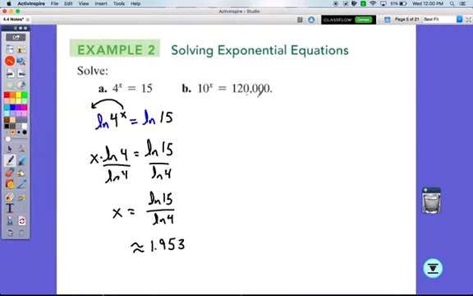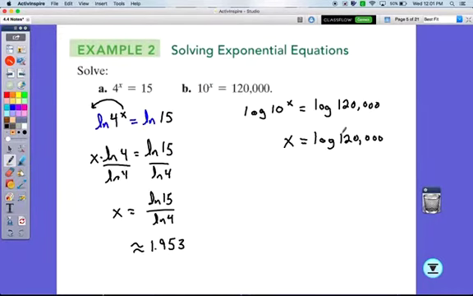All right, for B, 120,000 is not 10 to a power. So I can either use natural log or I can use common log. Since it has a 10, I'm going to go ahead and use the common log. So the common log of 10 to the x is equal to the common log of 120,000. The reason why I use common log is because the common log of 10, those cancel themselves out. I'm just left with x. And so my answer is x is equal to the log of 120,000.